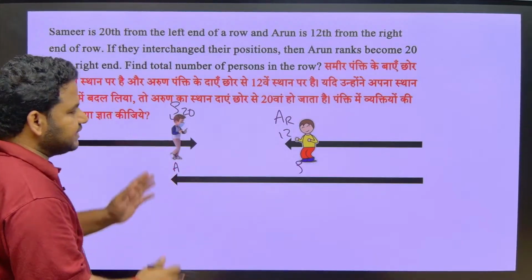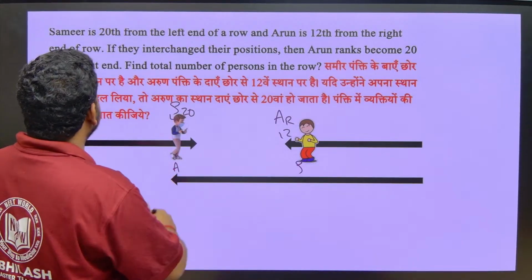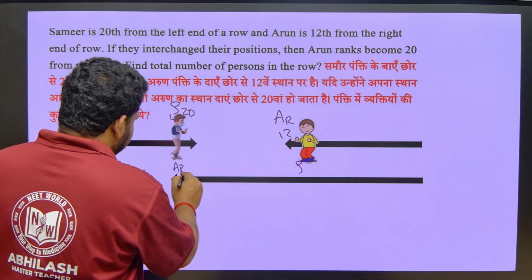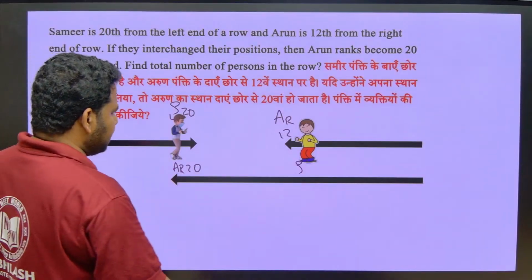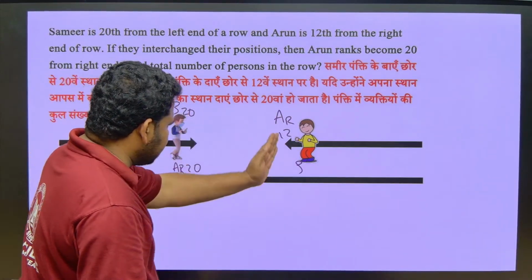Now if they interchange their position, Arun's rank becomes 20th from the right hand. Find the total number of persons in the row. Now here Samir has come, here Arun has come.